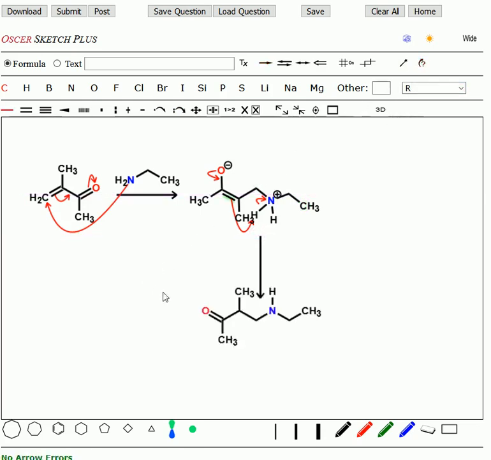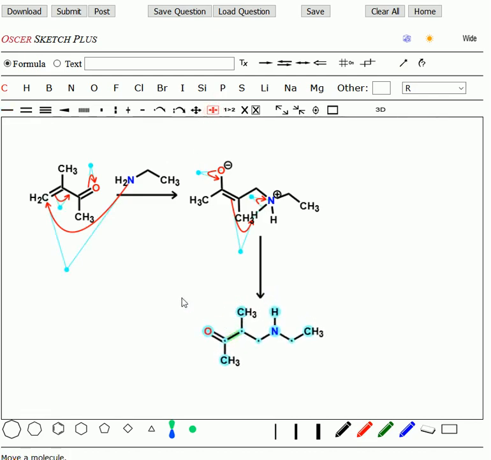And so here's our final product. What we've done is we've taken our original compound up here. Okay, here's our original compound. We've added ethylamine to it. The original double bond was right there. So this is conjugate addition, and it's an important reaction which shows up in lots of places.